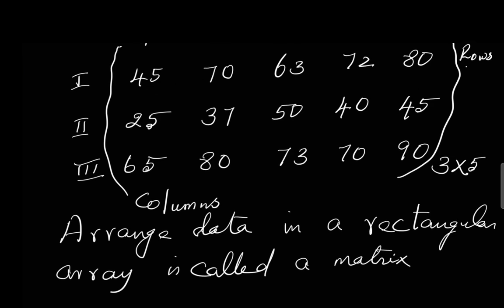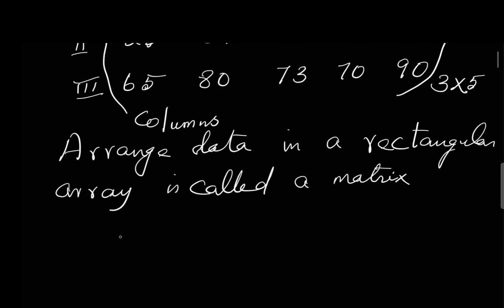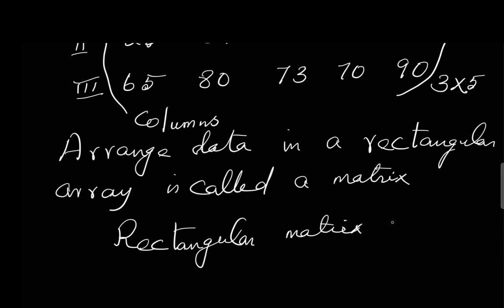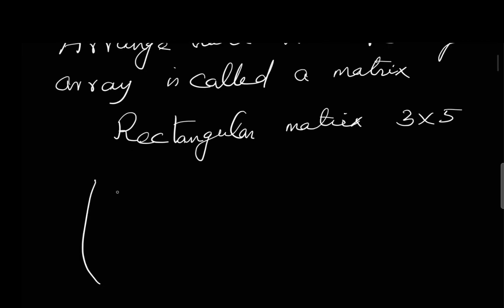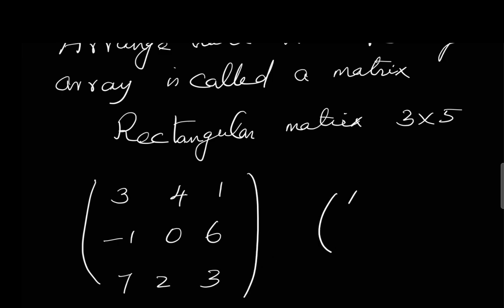And also the arrangement is in the form of a rectangle. So this is the rectangular matrix. The rows and columns are different, 3 by 5. Suppose they are equal, the rows and columns are equal. Let me take for example 3, 4, 1, minus 1, 0, 6, 7, 2, 3. One more matrix: 4, 2, minus 5, 6.